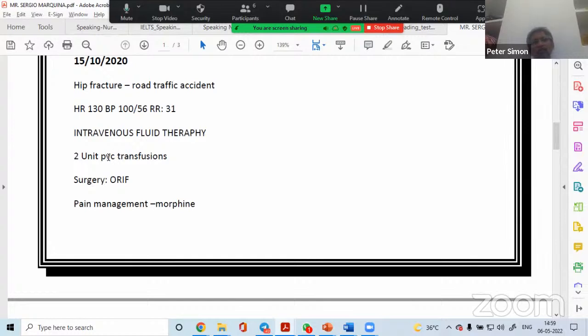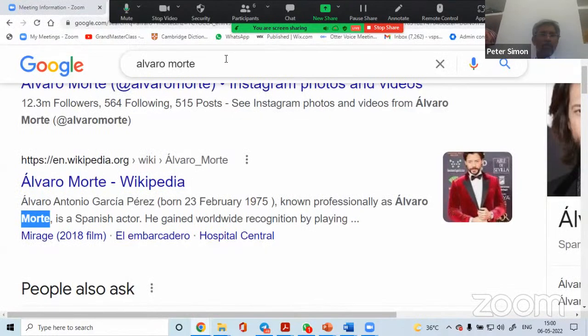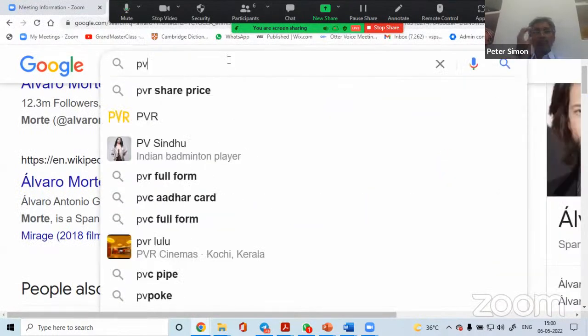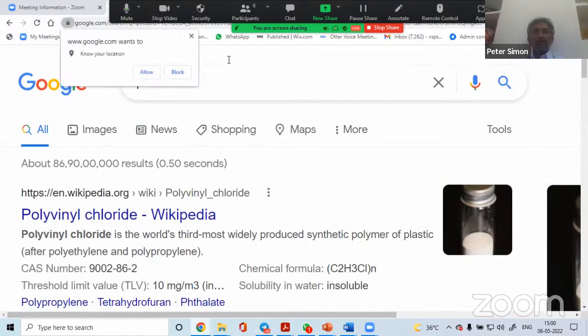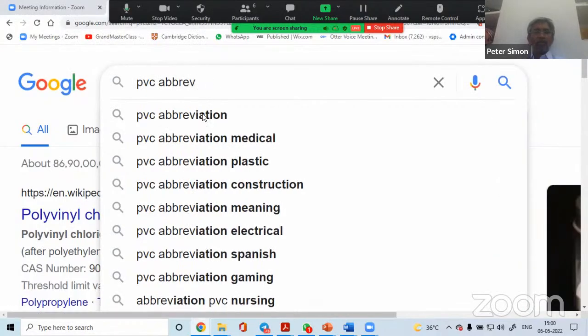Transfusion, PVC transfusions. 2-unit PVC transfusion. What is this PVC? PVC or PVC? 2 units of PRBC. PRBC is there. I don't know. PVC means polyvinyl chloride. I know that one. We'll ask Google. Maybe it will help. PVC. Abbreviation. Medical. Yeah, it's there.